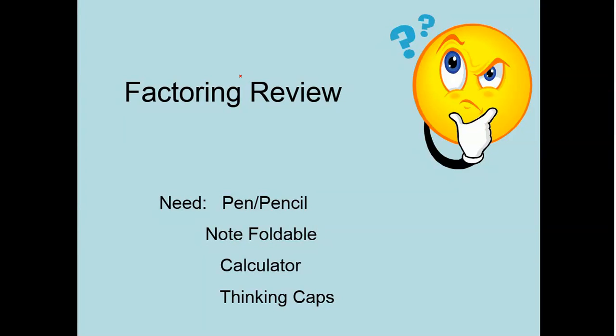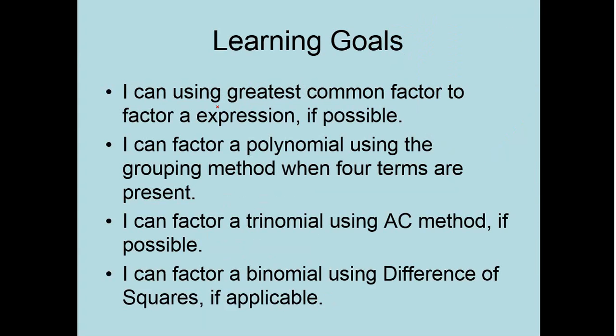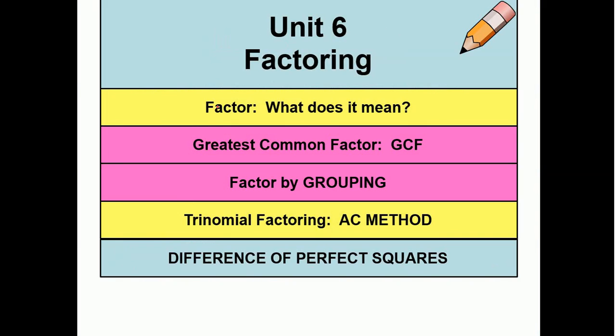You're going to have pen or pencil, the note foldable we made in class, calculator, and then also your thinking cap today. Your learning goals: I can use greatest common factor to factor an expression. If possible, I can factor a polynomial using the grouping method when 4 terms are present. I can factor a trinomial using AC method if possible, and then I can factor a binomial using difference of squares if applicable.